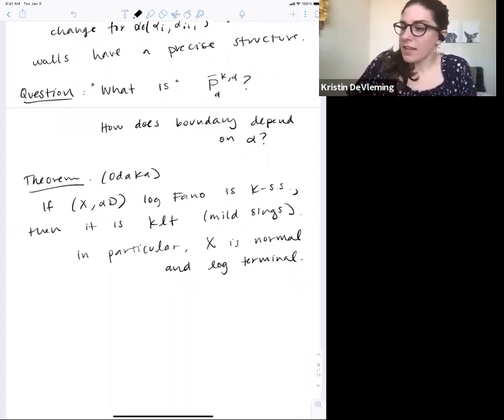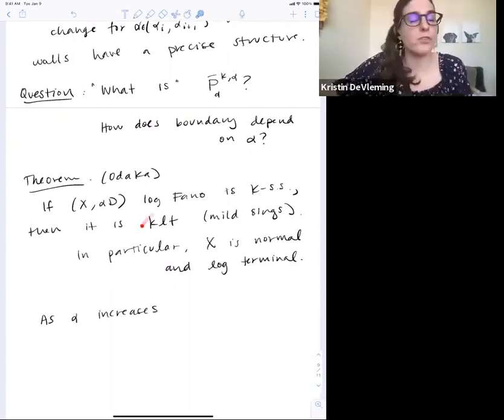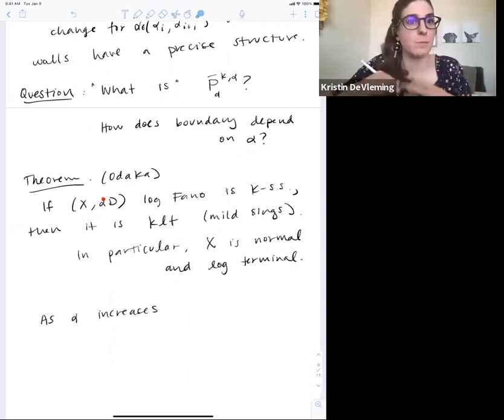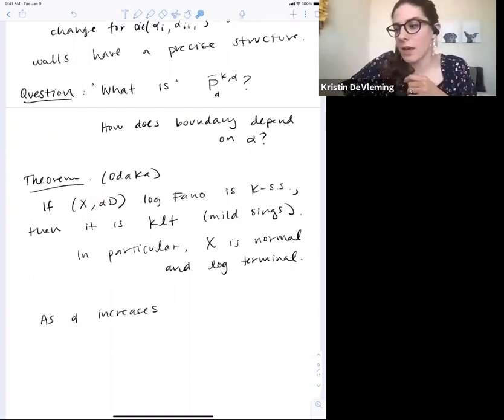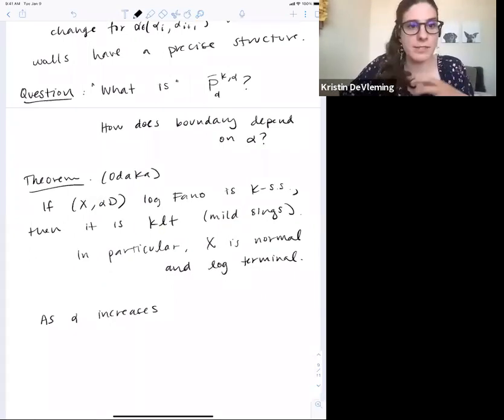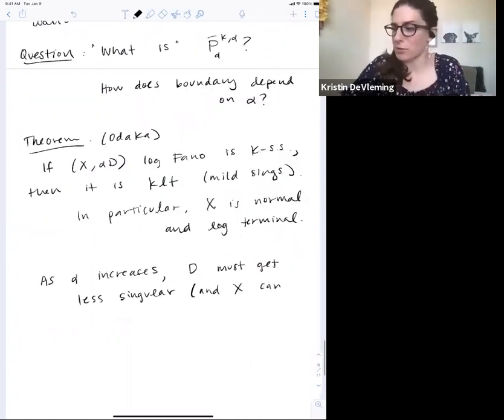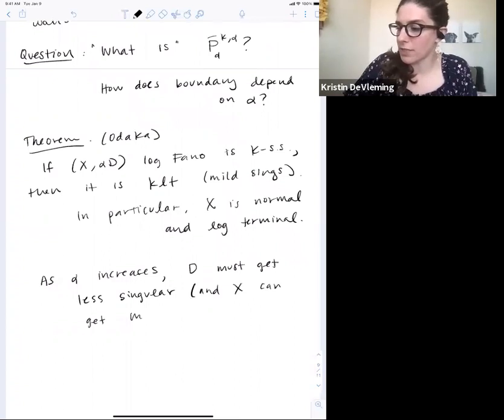But I guess roughly what this is saying, as alpha increases, in order to have these mild singularities for larger values of alpha, your curve cannot be very singular. So if alpha is big, even if it was close to 1 or something like this, D has to be almost smooth in order for the pair to be KLT. So as alpha increases, as you're doing these wall crossings, D must get less singular, but X could get more singular. So as long as X doesn't cross the threshold of log terminal singularities, it can get more singular.